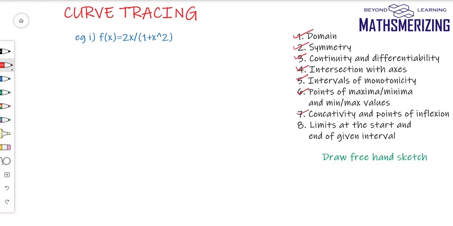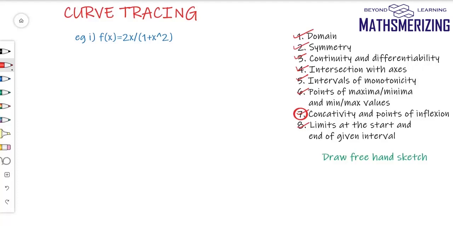The 7th step is that we are going to differentiate twice to discuss its concavity and its points of inflection. So the 7th step is actually an optional step. If there is a pressing requirement to find concavity or points of inflection, I'll go for the 7th point, else I may skip it. And the 8th is I'm going to find the limits at the start and end of the given interval which we have got in the domain. And then finally, I'll draw a freehand sketch.